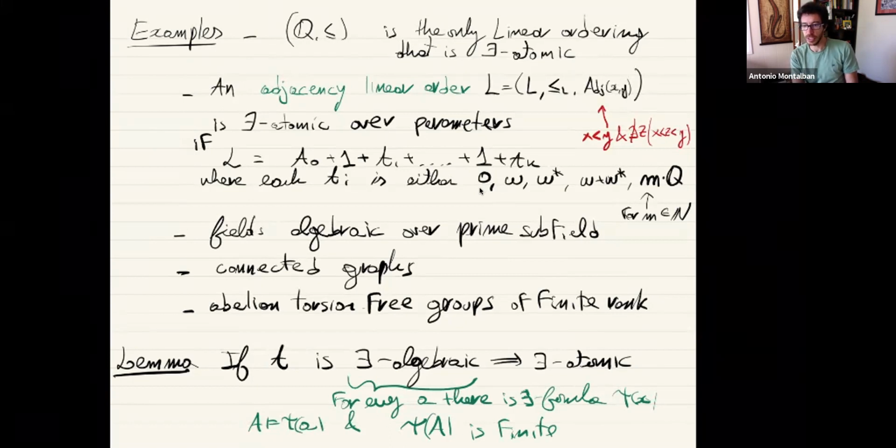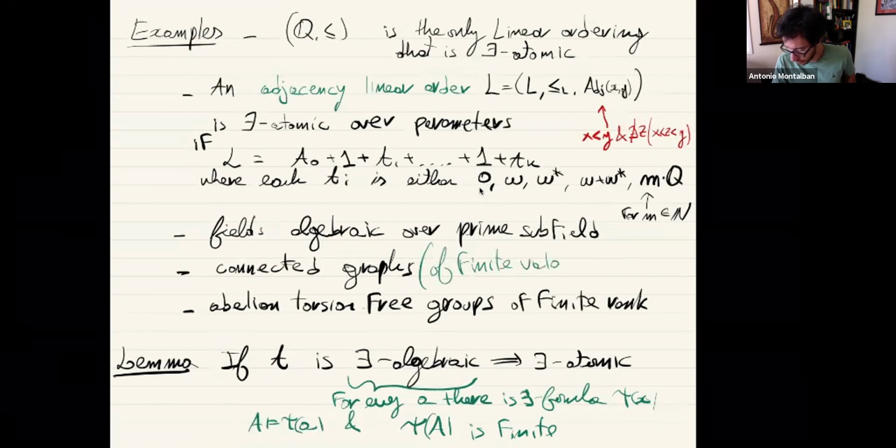Oh, okay. Yeah, so actually you're right about one thing. Connected graphs are not... Yes, it's a very good catch. I forgot to say of finite valence. This is a very good point, actually. Of finite valence. Meaning that every node has only finitely many neighbors. And that's important there, you're absolutely right.